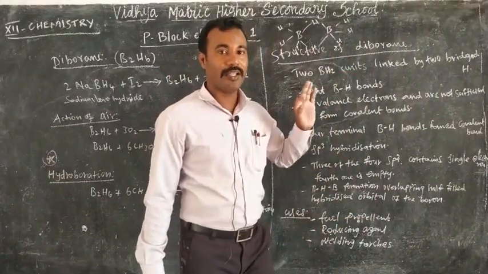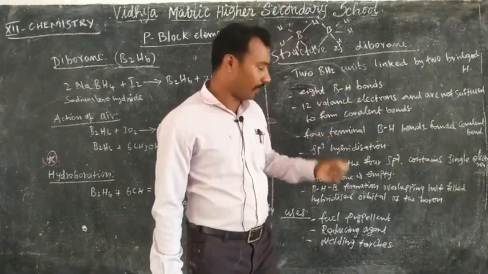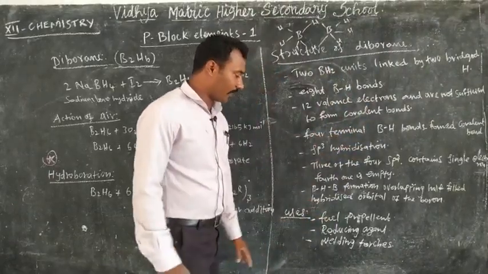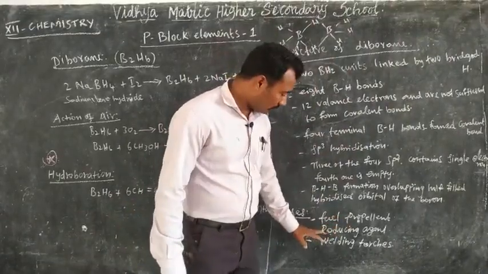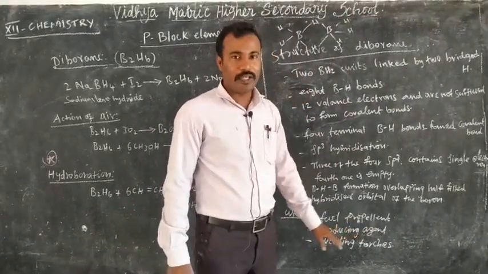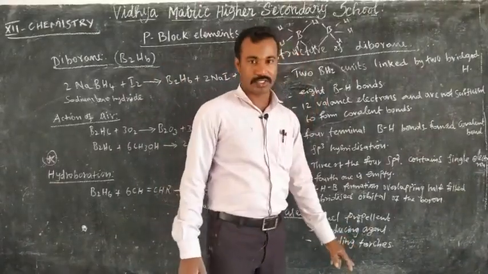This is very important. 3 mark questions or 5 mark questions. Okay, you have to write point-wise. Okay, then uses of diborane. Diborane is one of the fuel propellants. Then reducing agent, one of the reducing agents, and they use it as welding torches.